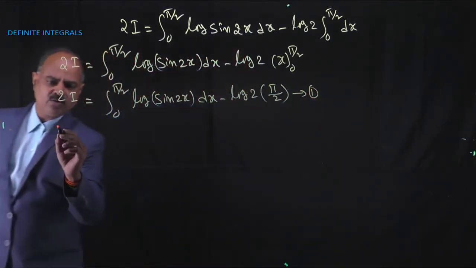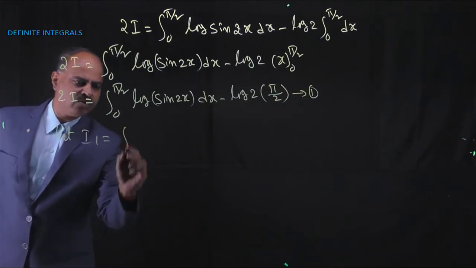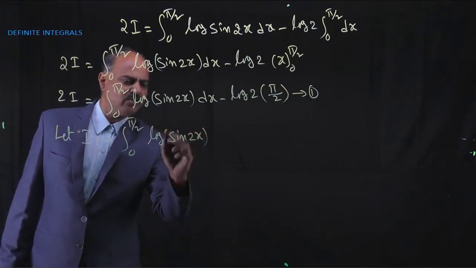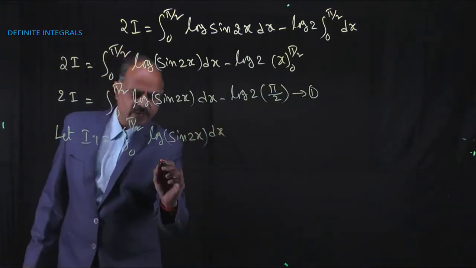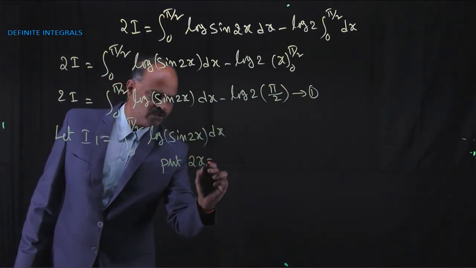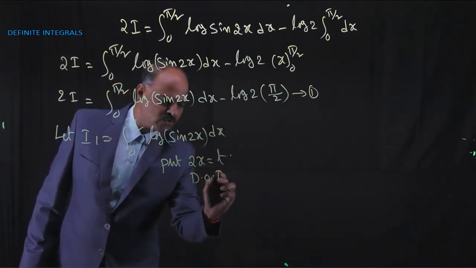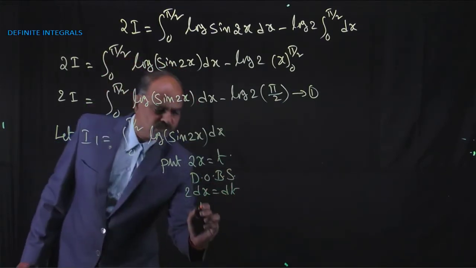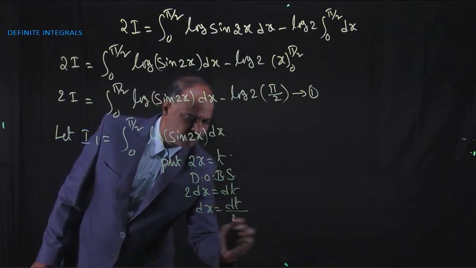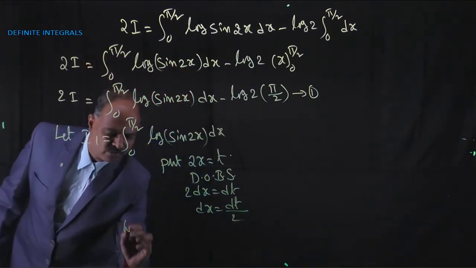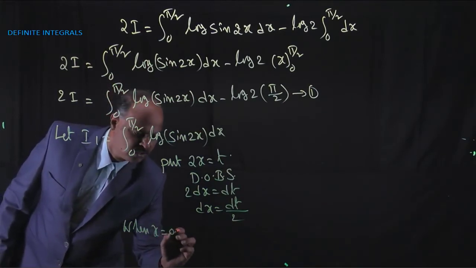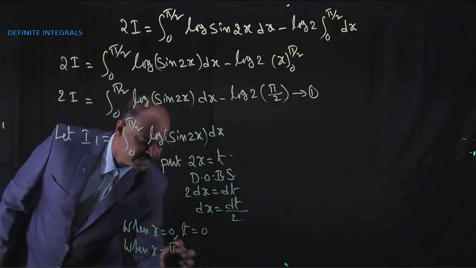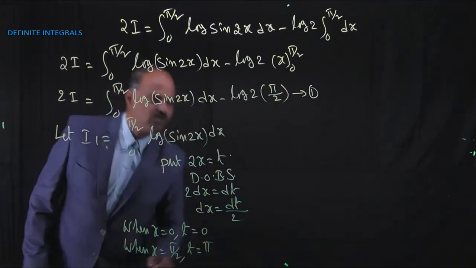So let I1 equal to integral 0 to pi by 2 log of sin 2x dx. Here put 2x equal to t, differentiate on both sides: 2dx equal to dt. So dx equal to dt by 2. When x equal to 0, t equal to 0. When x equal to pi by 2, t is equal to pi.